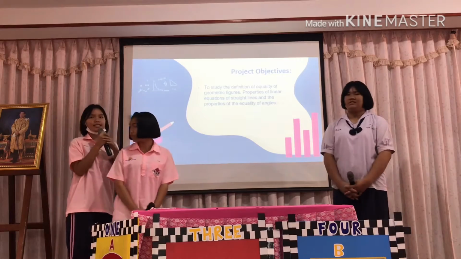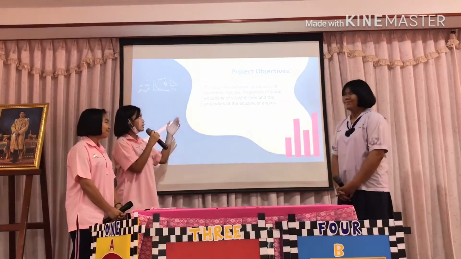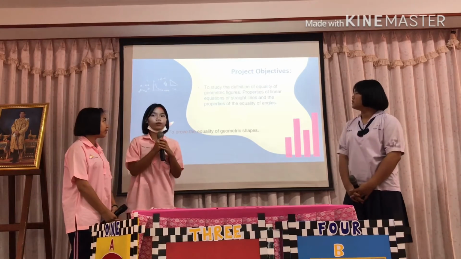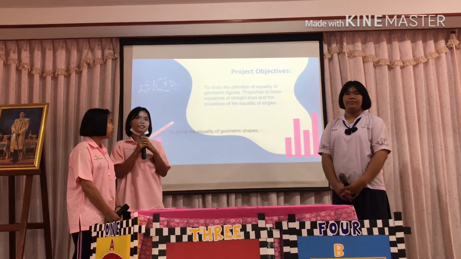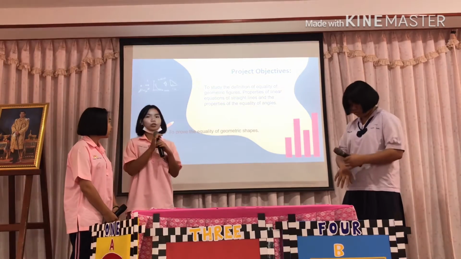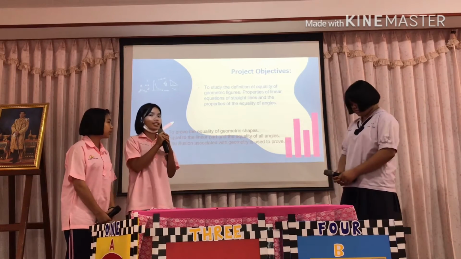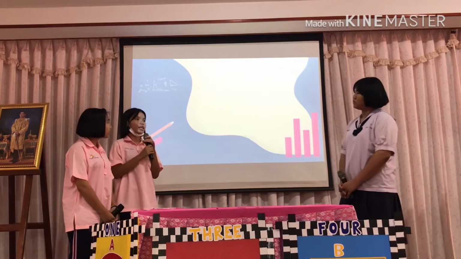Here are the objectives of our project. First, to study the definition of equality of geometric figures, the properties of linear equation of straight lines, and the properties of equality of angles. Second, to prove the equality of geometric shapes equal to the linear part and the equality of all angles. The illusion associated with geometry is used to prove.